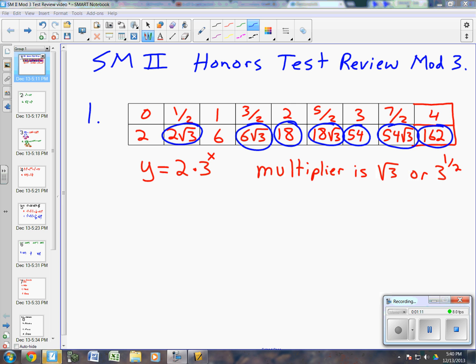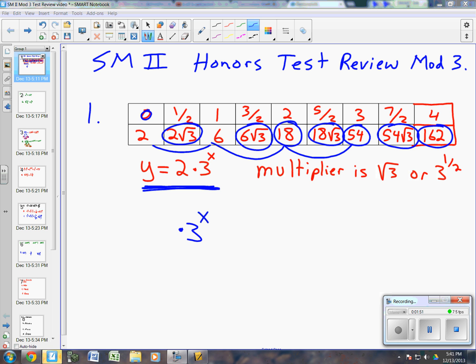Now the way we figure that out, we look at the explicit equation right here that I'm underlining, 2 times 3 to the x. Since it's tripling from 2 to 6, from 6 to 18, 18 to 54, we know that 3 is going to be our base. So we have 3 right there. And we know it's going up a power of x each time, because it's an exponential function. It's geometric.